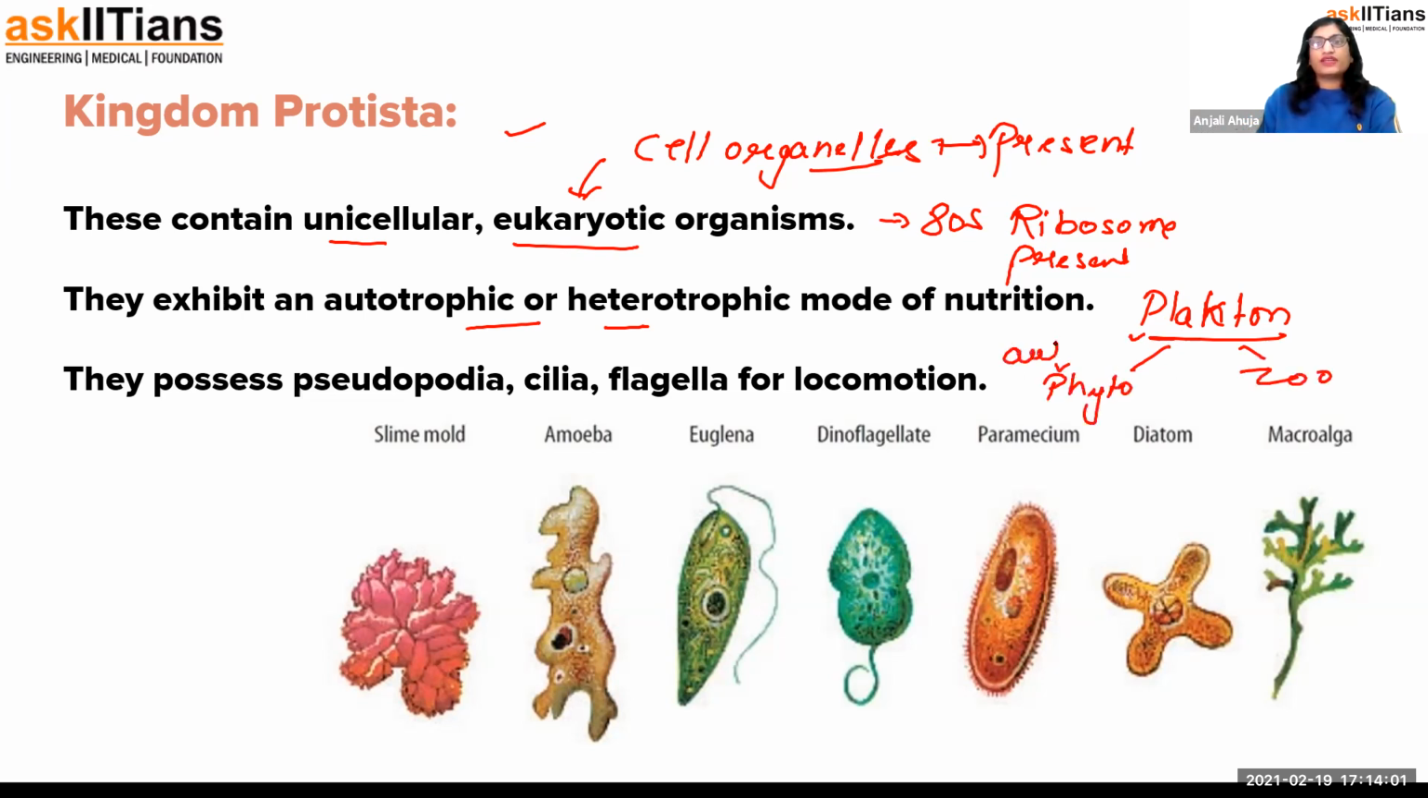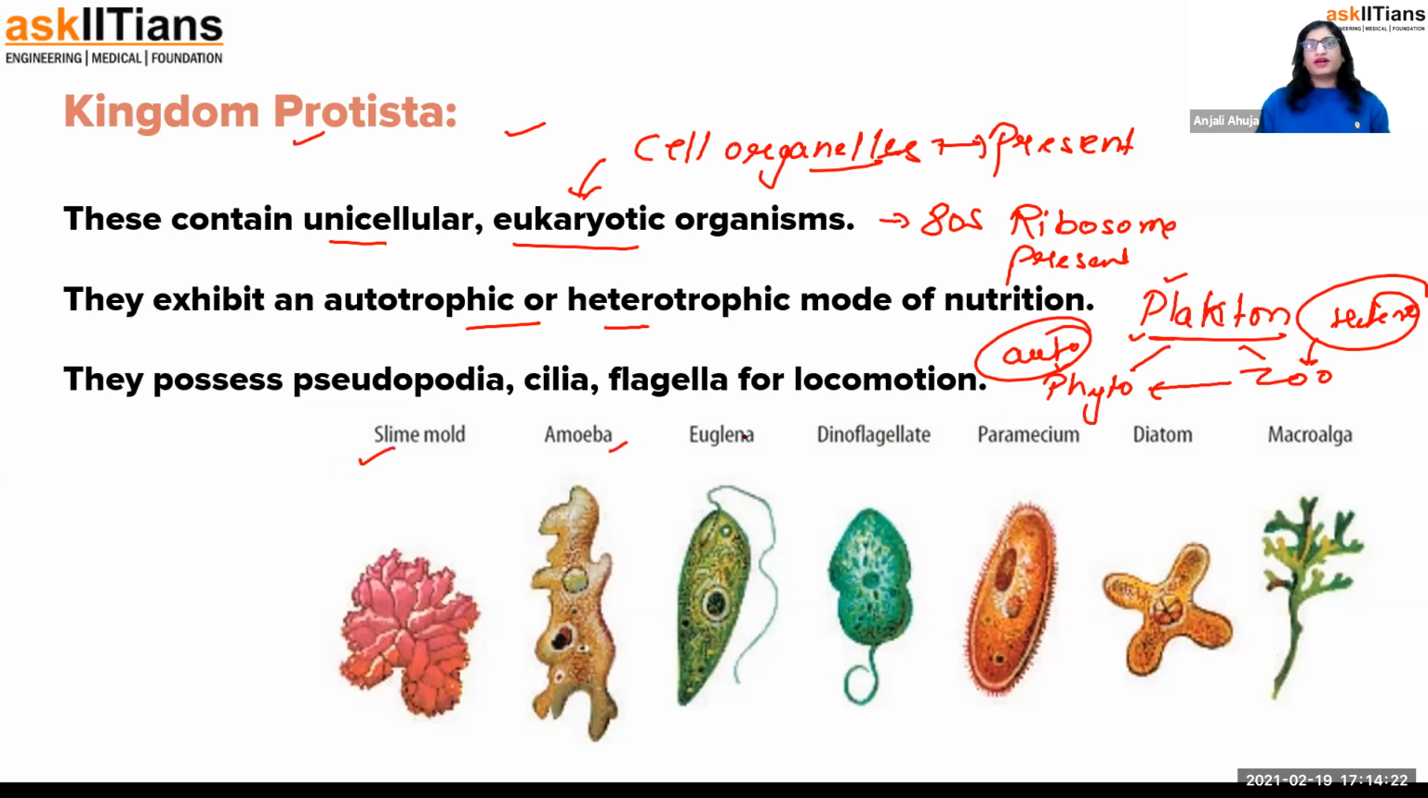Phytoplankton are autotrophic. They show photosynthesis. They make their own food. Zooplankton are heterotrophic. They do not make their own food. They are dependent. So technically, zooplankton eat upon the phytoplankton. If we talk about the food chain, zooplankton eat the phytoplankton, then the small fishes, and then big fishes. But these plankton are nothing but protists only.